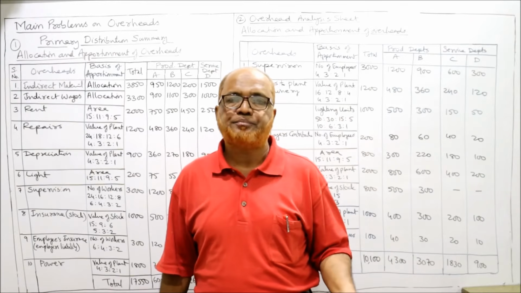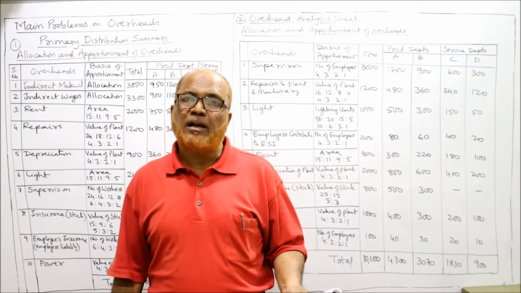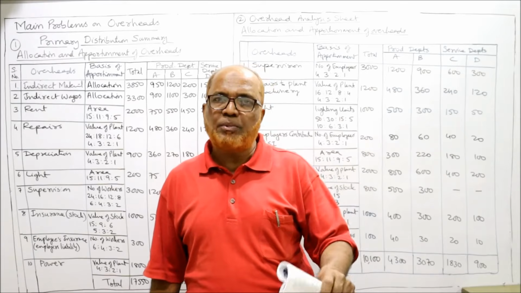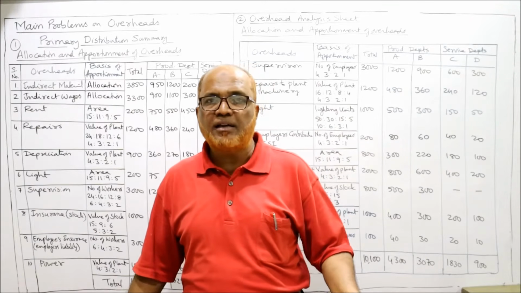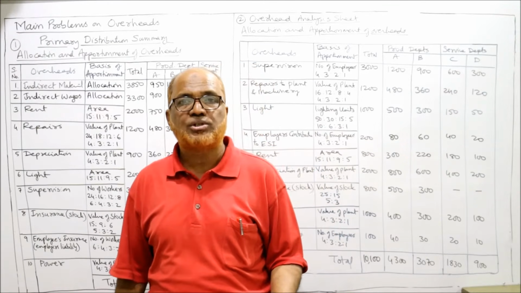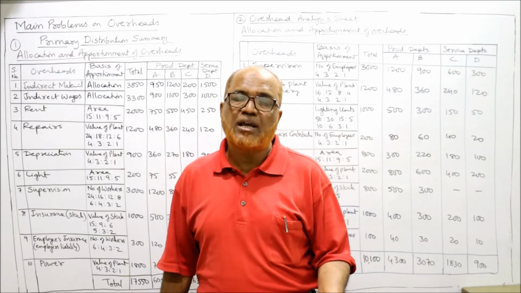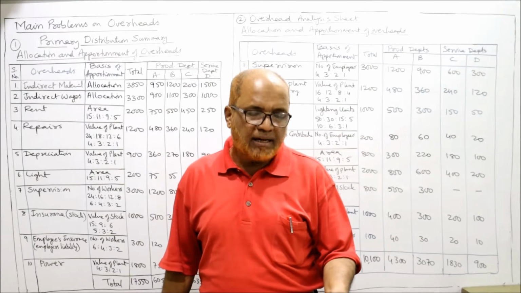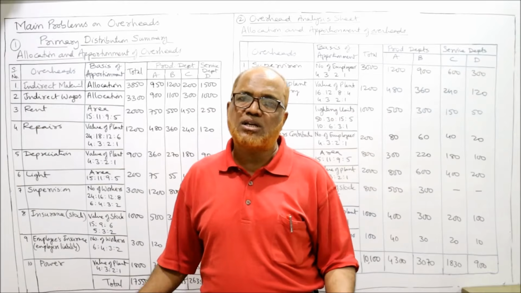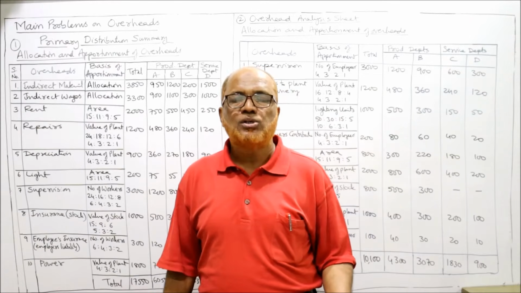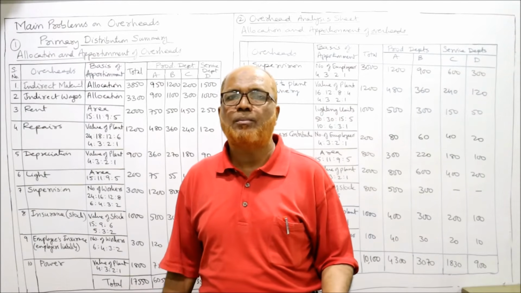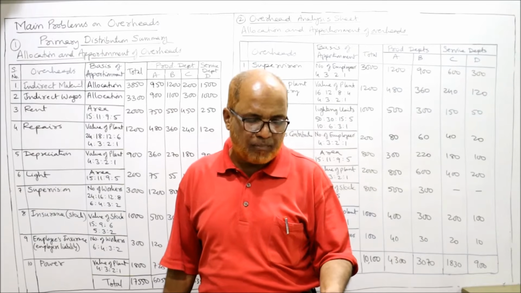Similarly, repairs. Repairs will be done to plant and machinery. There is a relationship between repairs and plant. Higher the value of the plant, more the repair charges. So we divide the repairs in the ratio of value of plant. Then depreciation. This depreciation is again on plant and machinery, so depreciation will be apportioned on the basis of value of plant.